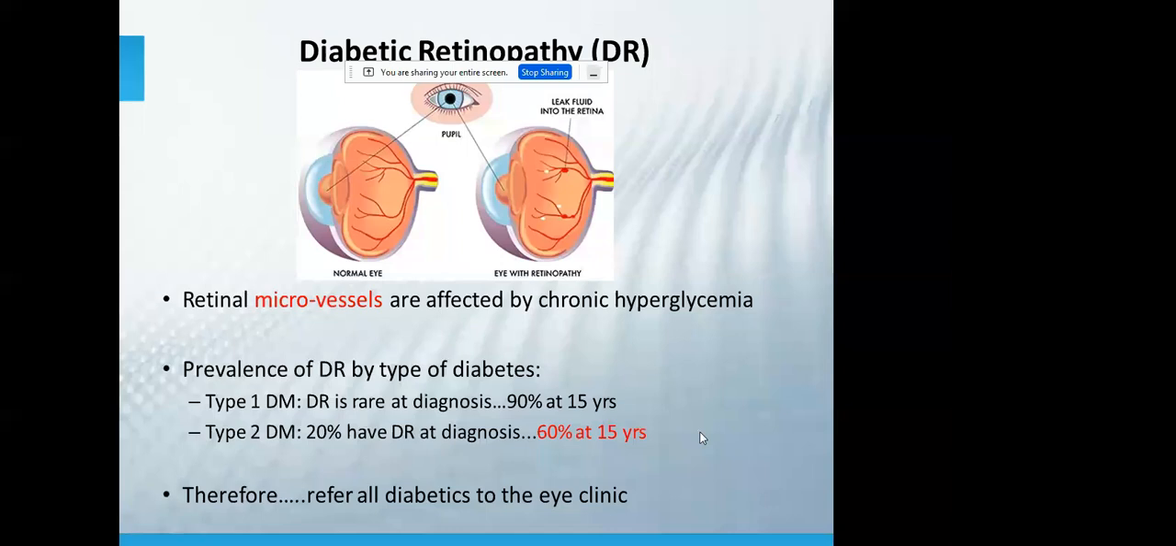So what is diabetic retinopathy? You know, when you've got high blood sugars over a long time, you destroy your blood vessel walls, and this causes what you call a microangiopathy. In short, you'll either end up with a leakage or occlusion of a vessel. Prevalence of diabetic retinopathy by type of diabetes: in type 1, DR is rare at diagnosis.